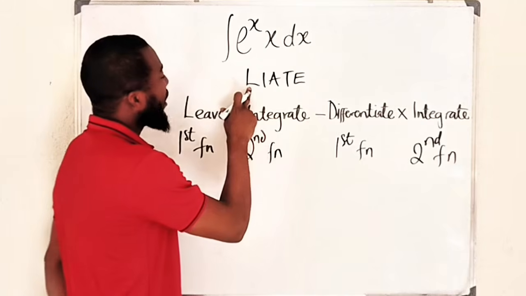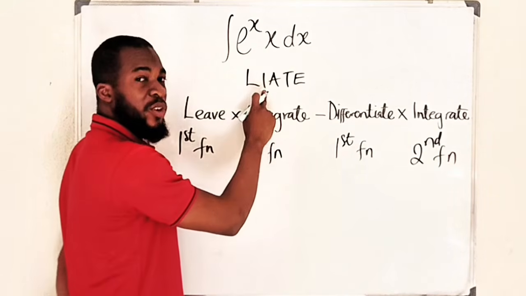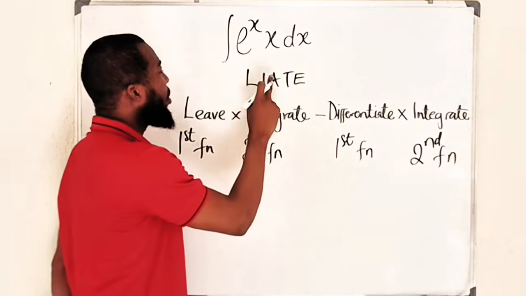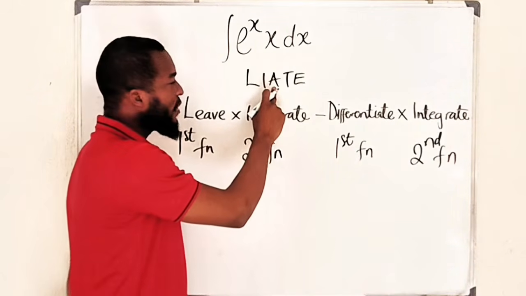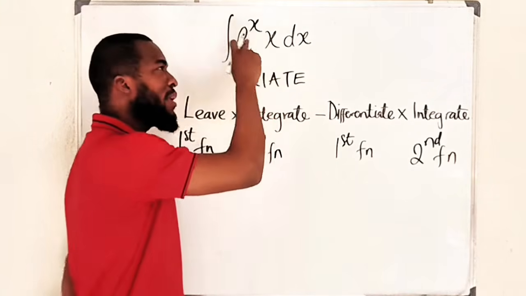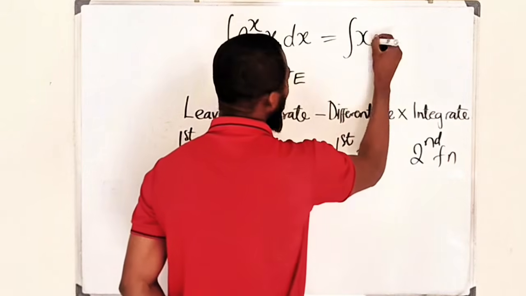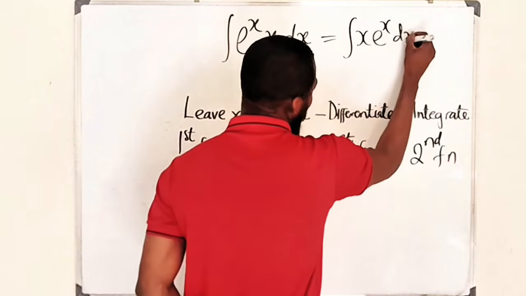So let's check. Do we have a logarithmic function? No. Do we have an inverse trigonometric function? No. Do we have an algebraic function? Yes, we do. We have x. So therefore, this x should be your first function. We can write this one as the integral of x times e to the x dx.